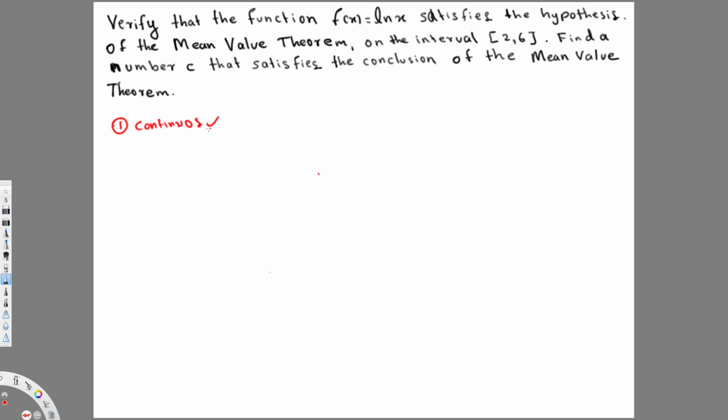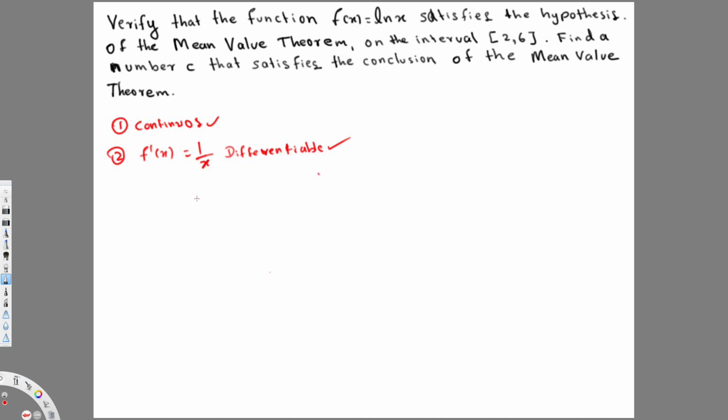The second condition is that it should be differentiable. To check whether it is differentiable, we have to take the first derivative. The first derivative is 1 over x. The only value that x can't be is 0, because when it's 0, it's undefined. But in this case, the closed interval is 2 to 6, so 0 is not included in this interval. Therefore, we don't have to worry about this. It's differentiable within this interval, and that satisfies the two conditions to apply the Mean Value Theorem.